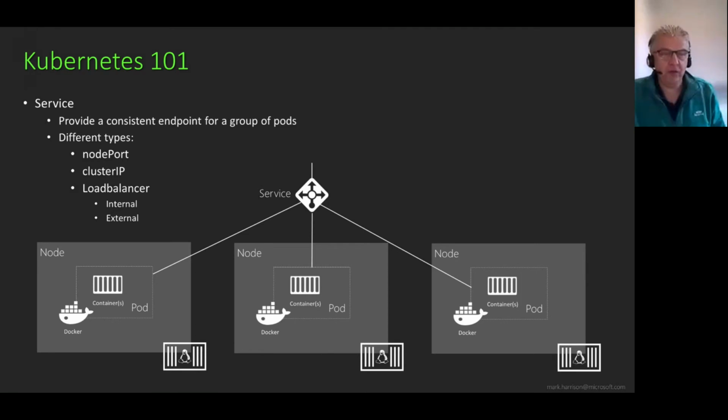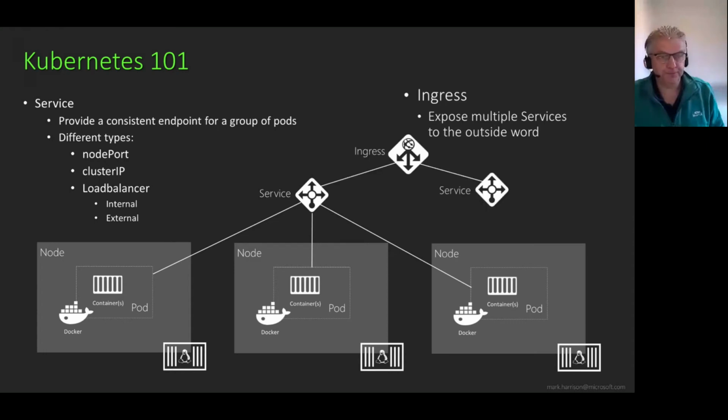Now you can have services that are external facing as well. So if you want to put your website on the internet, you'd create a service with an external load balancer. Now you could have multiple services, multiple containers, and then the idea is you can create an ingress controller, which then fronts multiple services. And that's good if you're exposing things to the outside world. It means that you only need to worry about things like certificates in a single location.